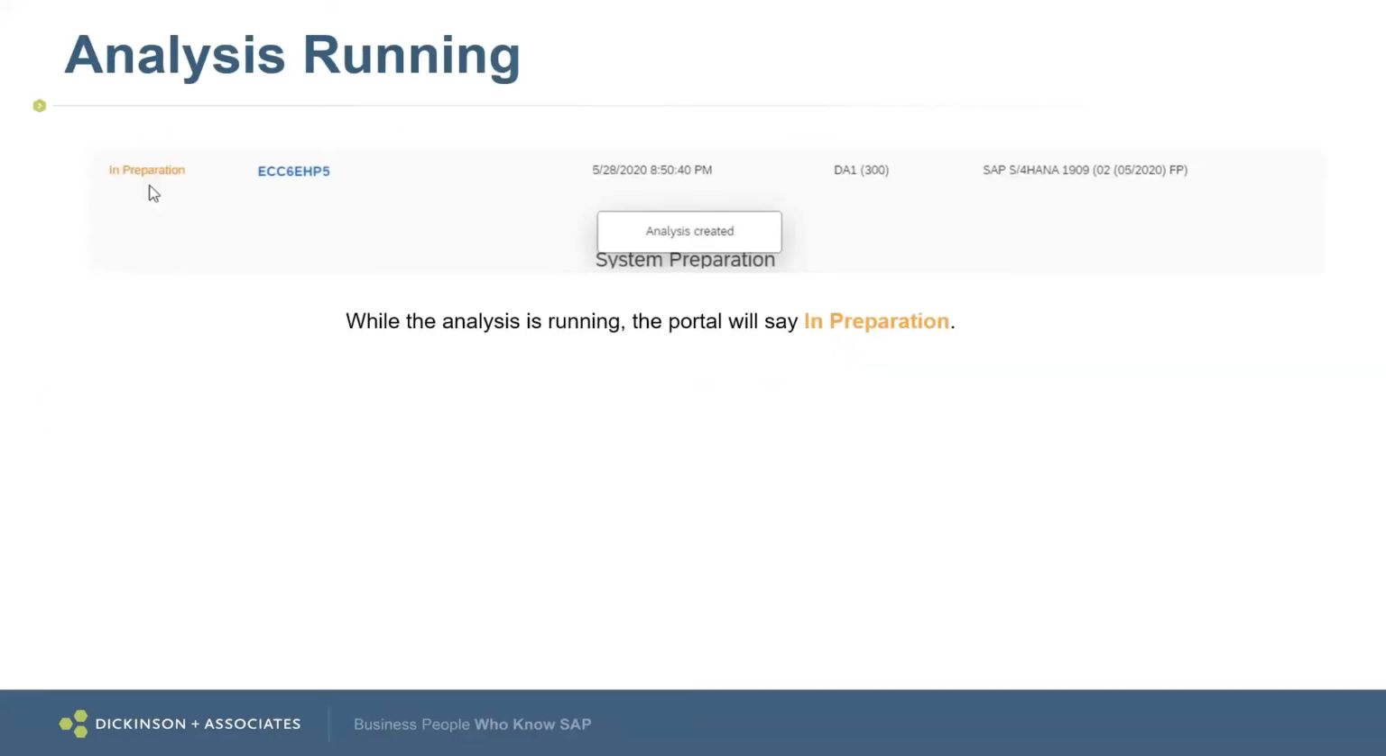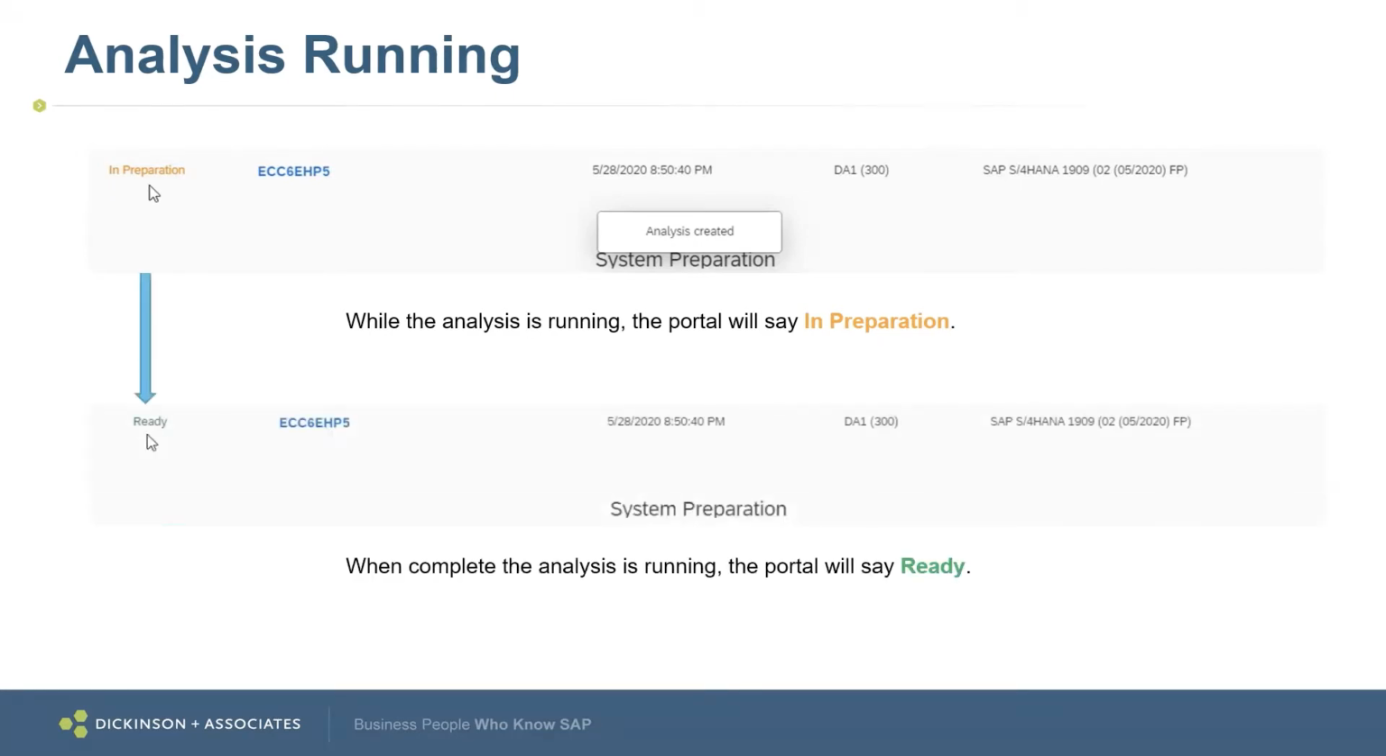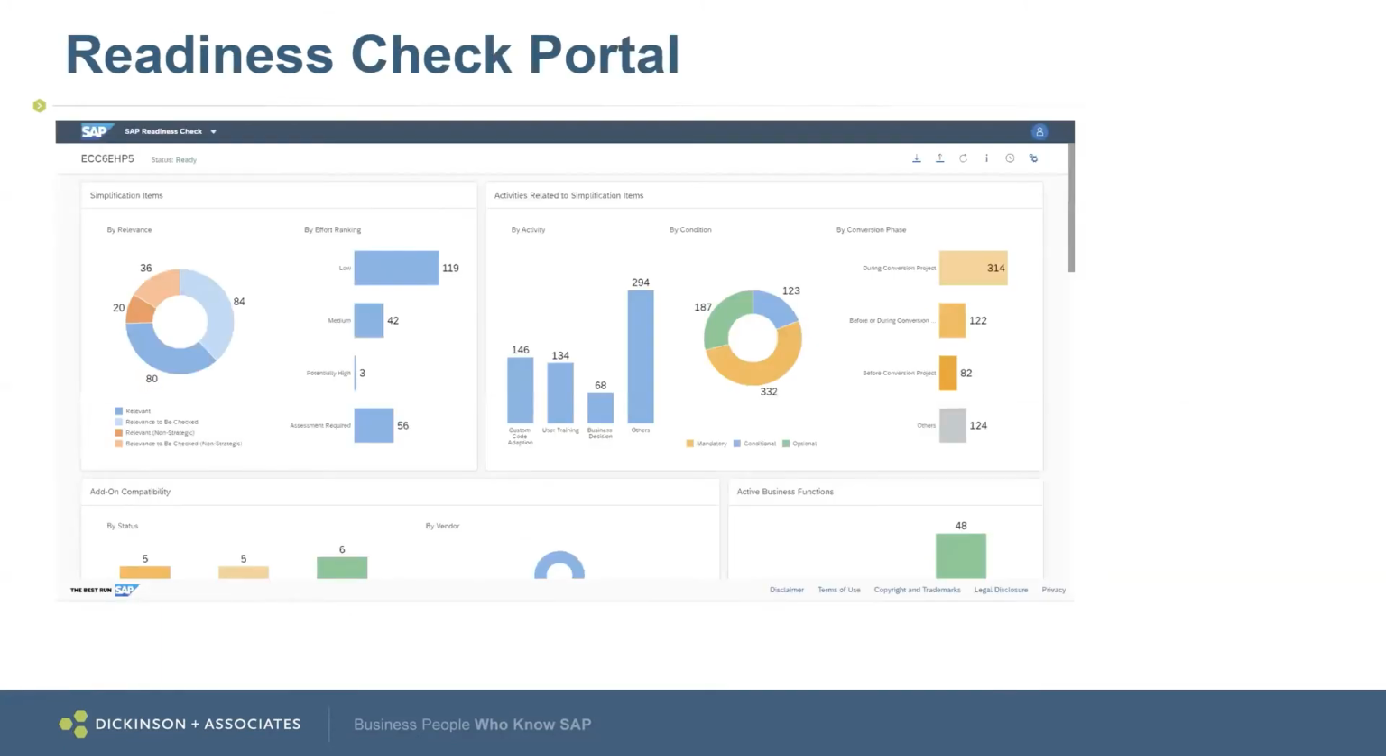As that process is running, you can actually see in the portal that it is in preparation, that the analysis is being created and it's in preparation. But eventually, and it's really a relatively quick process depending on the size of your environment, it can complete in a matter of minutes. It will eventually come back and say ready. And then you'll be able to click on the name that you gave to the analysis and see the details. The details are presented in the SAP Readiness Check portal.